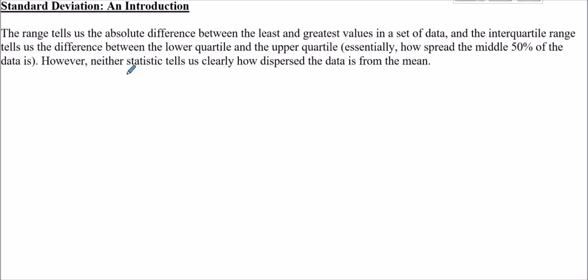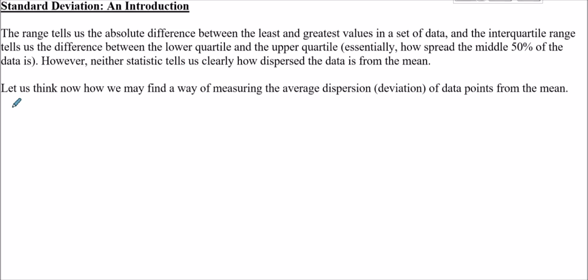Unfortunately though, neither one of those statistics tells us how clustered or how dispersed the data is from the mean. So it doesn't tell us about the data relative to the mean. Is the data quite close to the mean, generally speaking, or is the data very spread out either side of the mean?